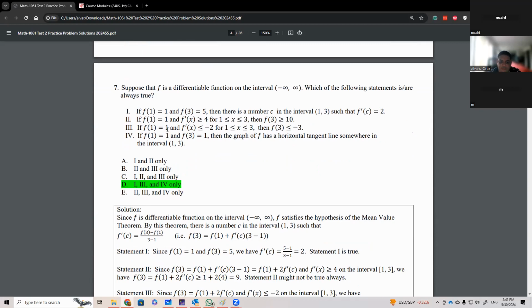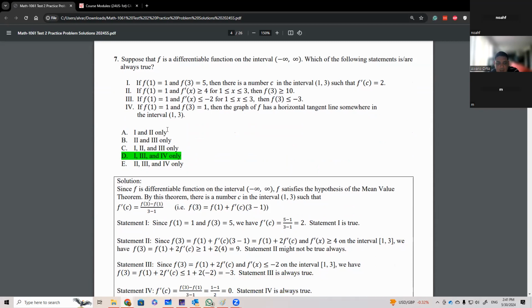Okay, so for example, this is a good question for it. Essentially, the mean value theorem is about finding a specific value for the derivative. Notice that we have this type of statement: f of 1 is 1, f of 3 is 5. So there is going to be a number c on the interval 1 to 3 so that f prime of c equals 2. If we want to verify this type of statement, what we always do is check if that makes sense.